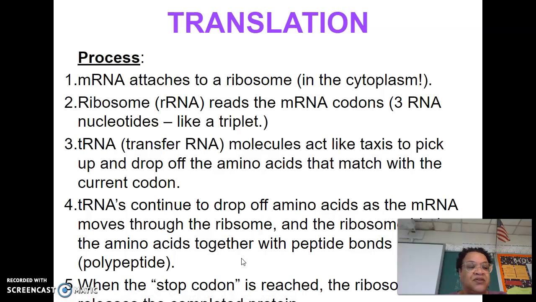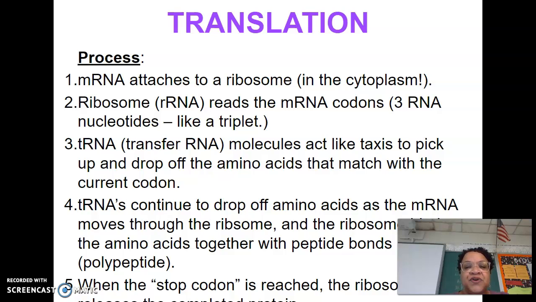Okay, so again, let's go through the steps of translation. The first step of translation is for the messenger RNA. And remember, this is the second step in protein synthesis. The messenger RNA attaches to a ribosome. The ribosome, rRNA, reads the messenger RNA codon. A codon is 3 consecutive bases on the RNA molecule. It's like a triplet. We'll get some practice with that in a minute.